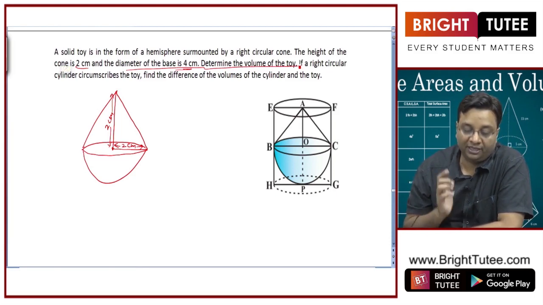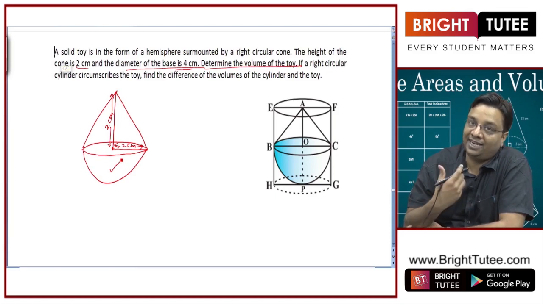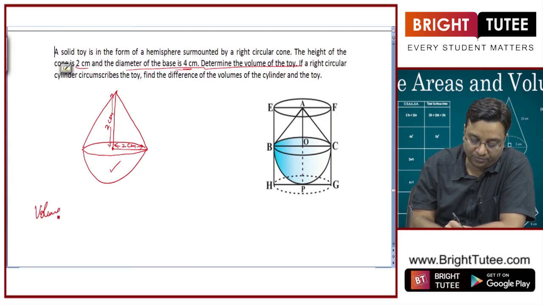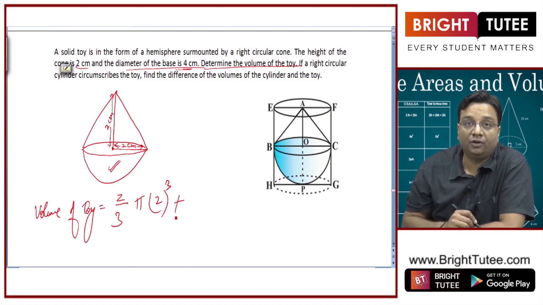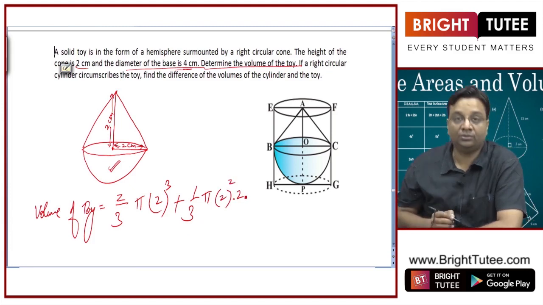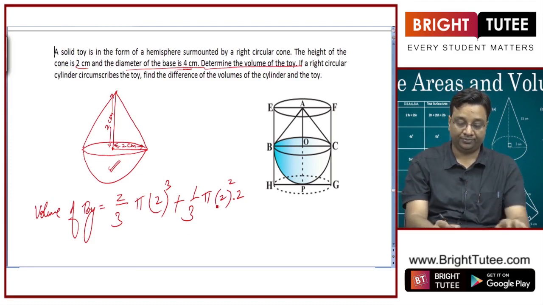So we can clearly see the volume of the toy will be the sum of the volume of this hemispherical portion and the volume of the conical portion. So volume of toy is volume of hemispherical portion, 2 by 3 pi r cubed, so 2 cubed, plus volume of the conical portion, 1 by 3 pi r square, so 2 square into h, which is again 2. So this is the volume of the toy in centimeter cube.